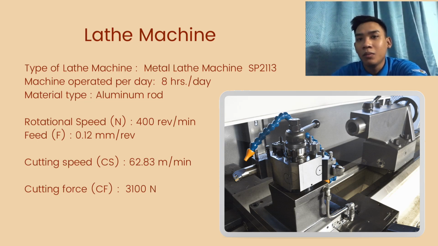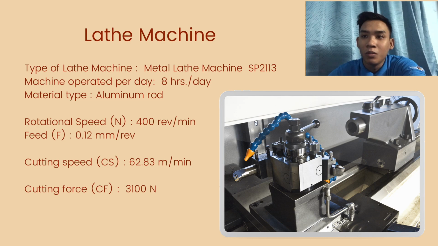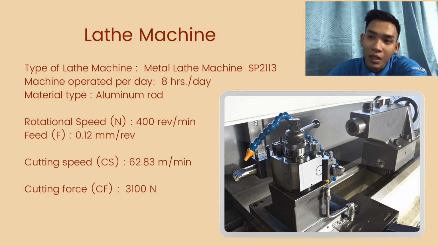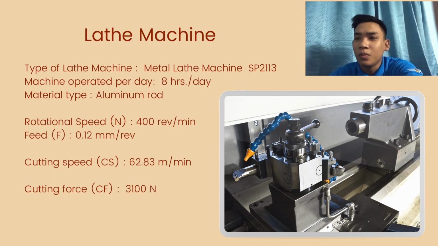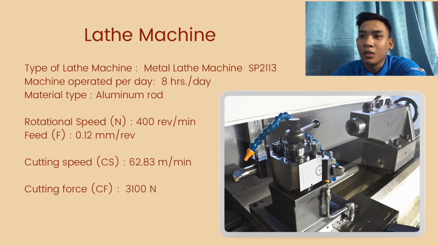Next is our lathe machine. The type of lathe machine is a metal lathe machine SP2113. The machine operates 8 hours per day. The material we use is aluminum rod, the rotation speed is 400 revolutions per minute, the feed is 0.12 mm per revolution, and our cutting speed is 62.83 mm. The cutting force is 3,100 Newton.